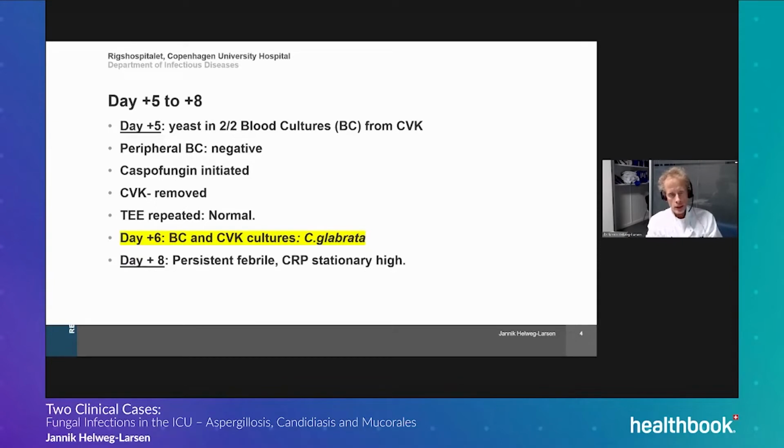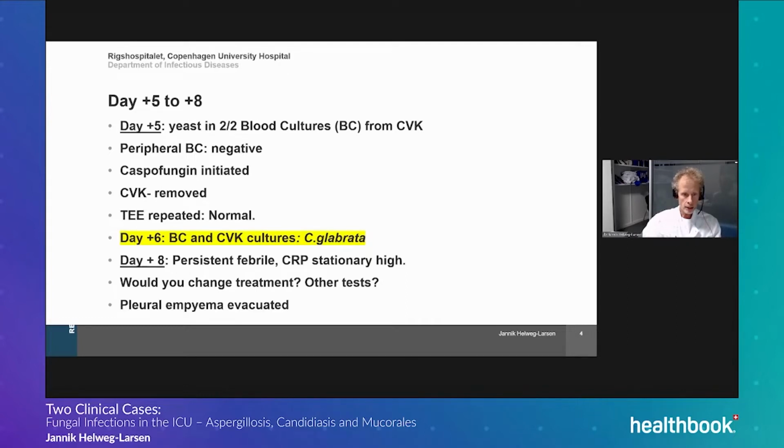Now this gentleman, 2 days later, is persistently febrile and his CRP is stationary high. At this point, would you change the treatment or would you do other tests? Obviously, we do work-up for other infection, and we identified that he has a pleural empyema, which was evacuated, linked to his Staphylococcus septicemia.